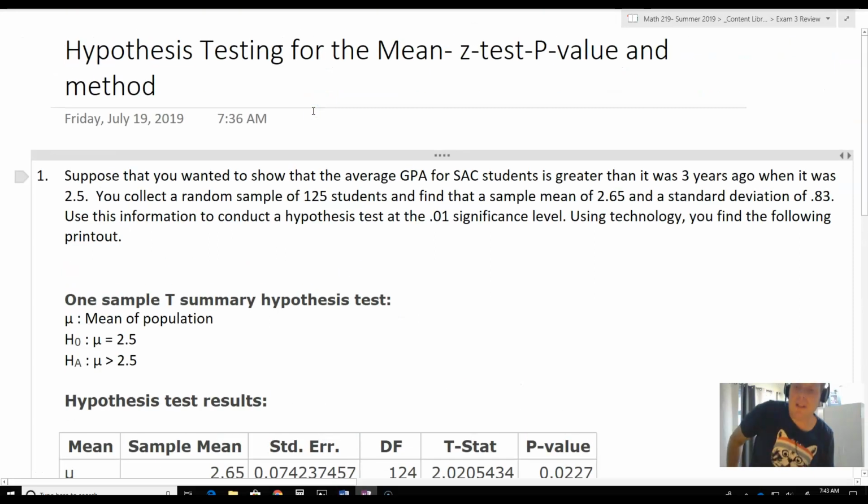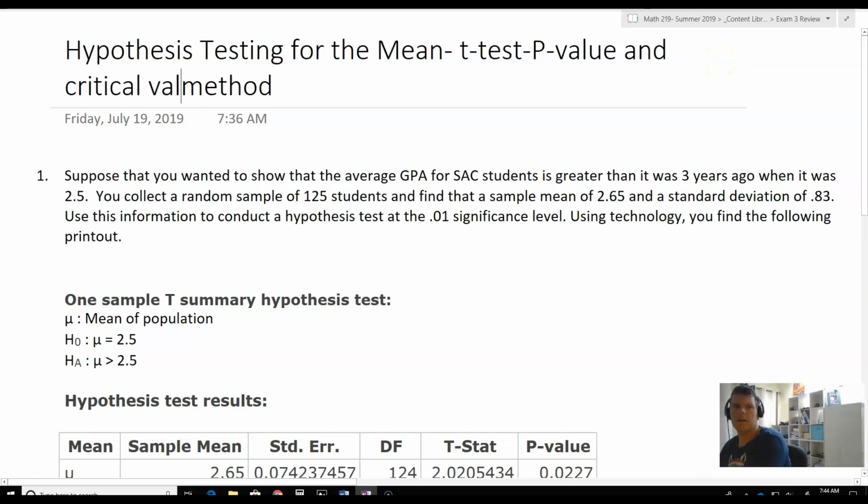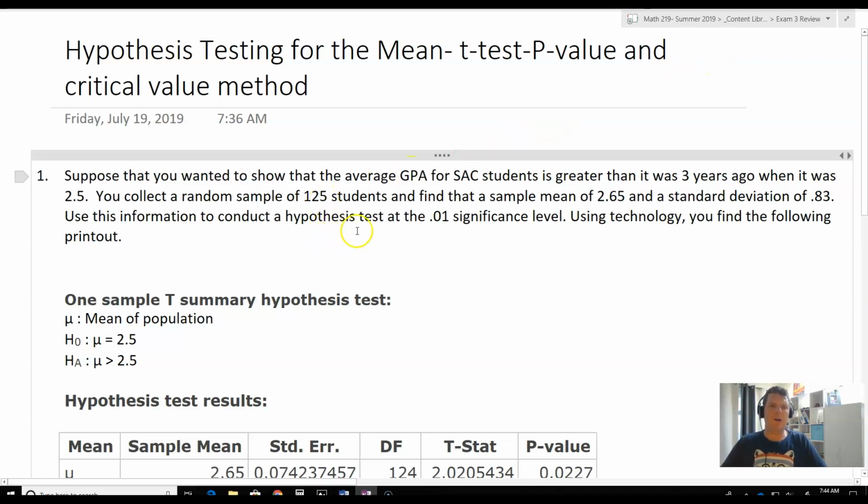So what we're going to do now in this video is look at hypothesis testing for the mean, and this is in fact a t-test, using the p-value and the critical value method. We're going to do both methods just to show you that they're the same and to review both methods.